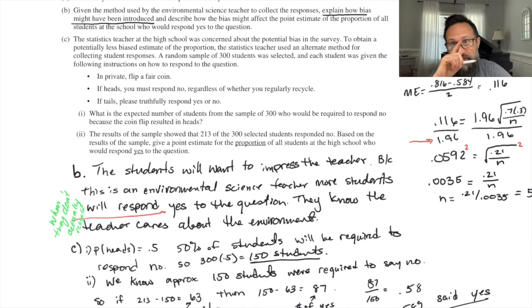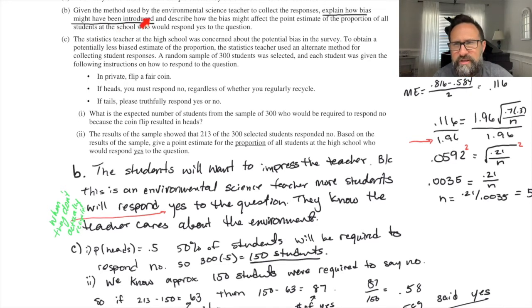So I had to add one statement. They were really particular about this one. You couldn't just tell me, it says, describe how the bias might affect the point estimates. Well, let me back it up. It says, given the method used by an environmental science teacher, explain how the bias might have been introduced.